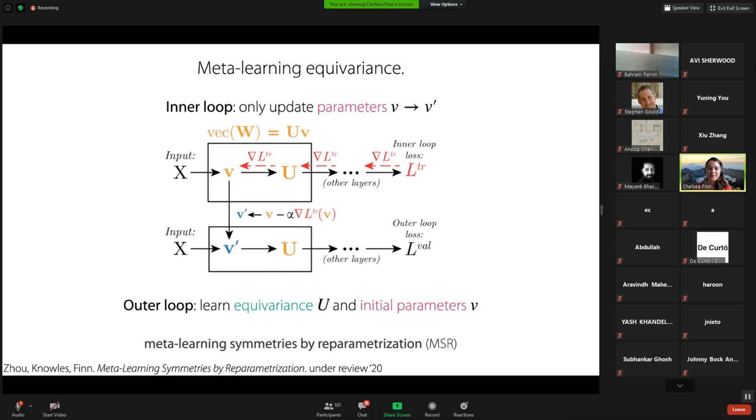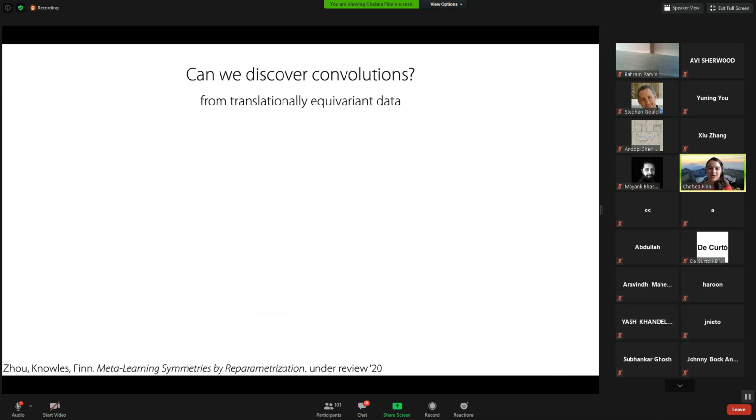Okay, so we refer to this as meta-learning symmetries by reparameterization, MSR, essentially a reparameterized version of MAML. And with this method, we wanted to answer a few questions. Our first hypothesis is that with this approach, if we have translationally equivariant data, it should be able to discover the structure of convolutions. So we generated synthetic data from a variety of different translational equivariance data. It was data that had a 1D vector of inputs, and a function that has a 1D translational equivariance and produces an output.